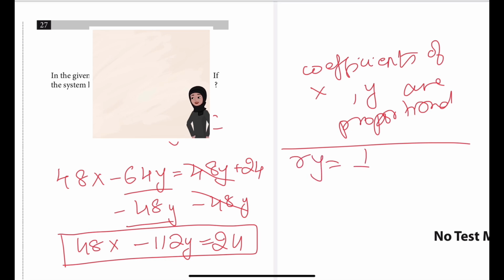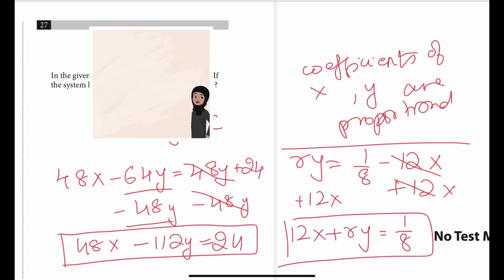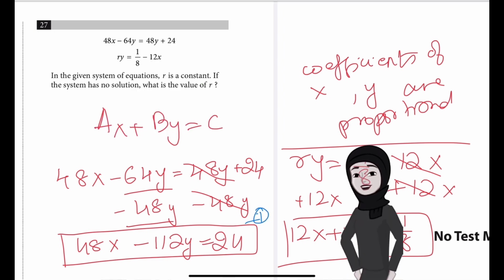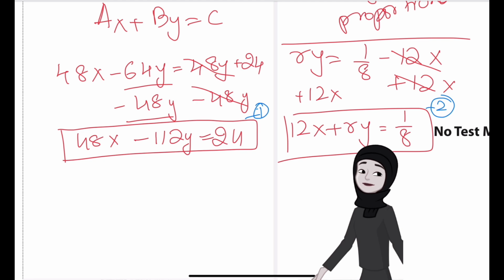Now we will do the same thing in the other one, that is ry is equal to 1 by 8 minus 12x. Here to put it in the ax plus by is equal to c form, we will add 12x to both sides. So then we will have 12x plus ry is equal to 1 by 8. Now we have put both of the equations in the ax plus by is equal to c form. So this is our first equation and this is our second equation.